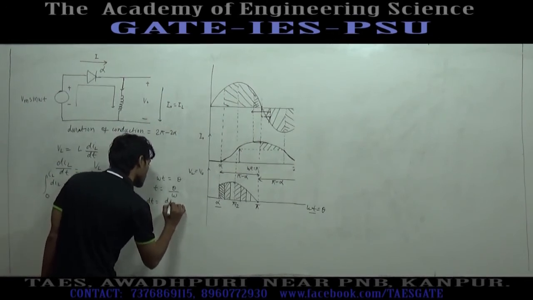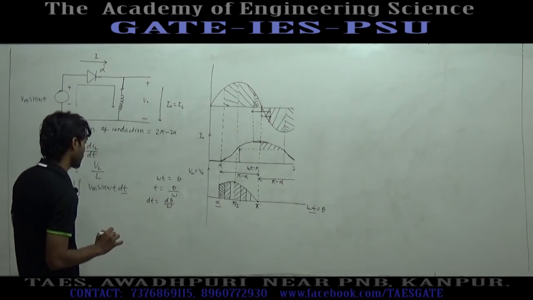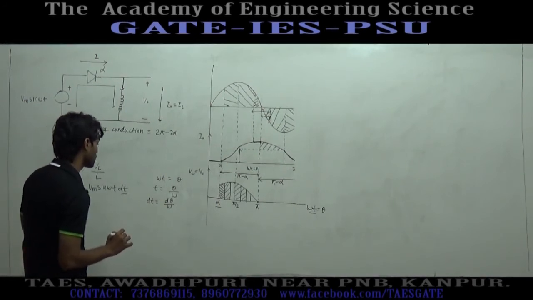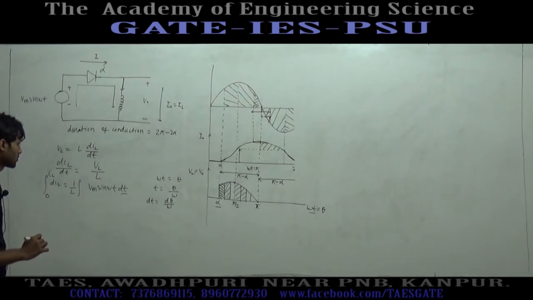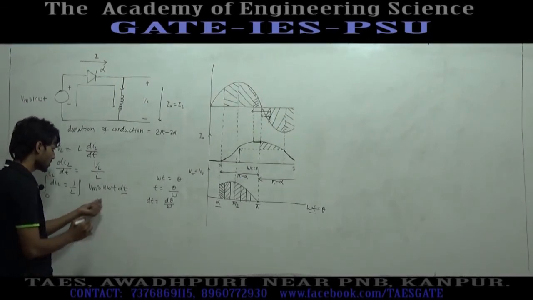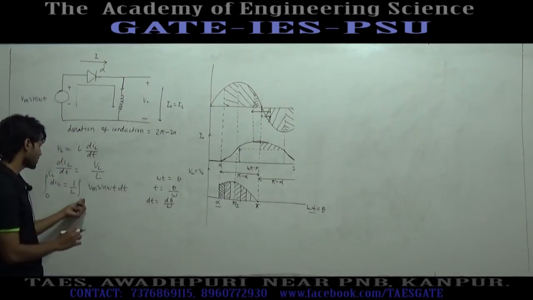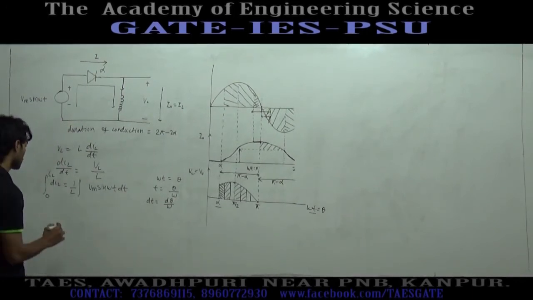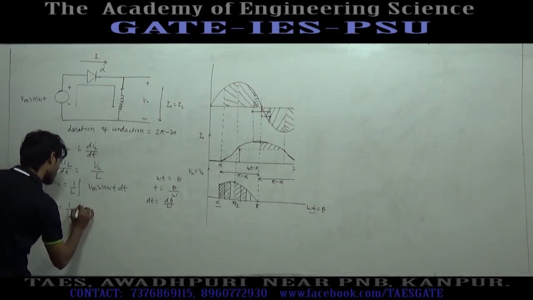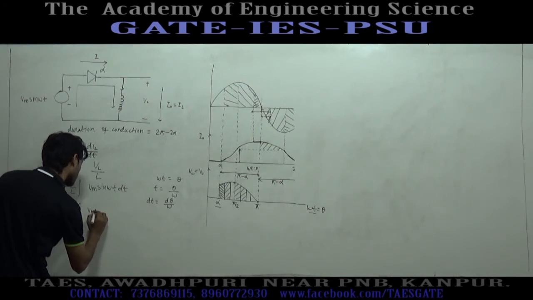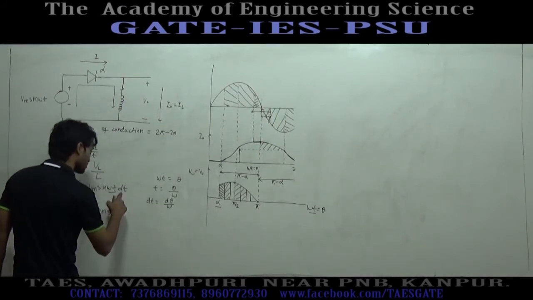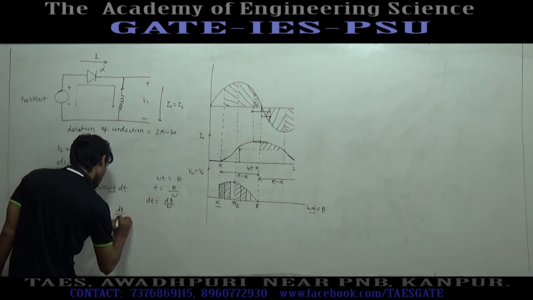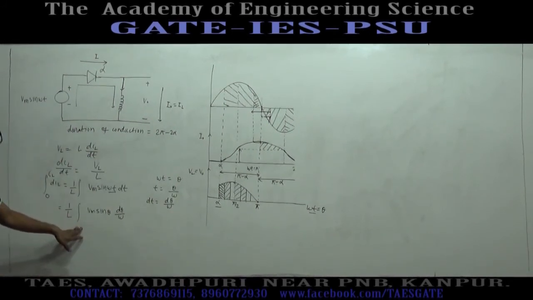So dt will be d theta by omega. If we want to change this integration from time domain to theta domain, we will write it as 1 by L Vm sin, in place of omega t we will write theta, and in place of dt we will write d theta by omega, and since we are integrating in theta domain, we will put the limit of theta.